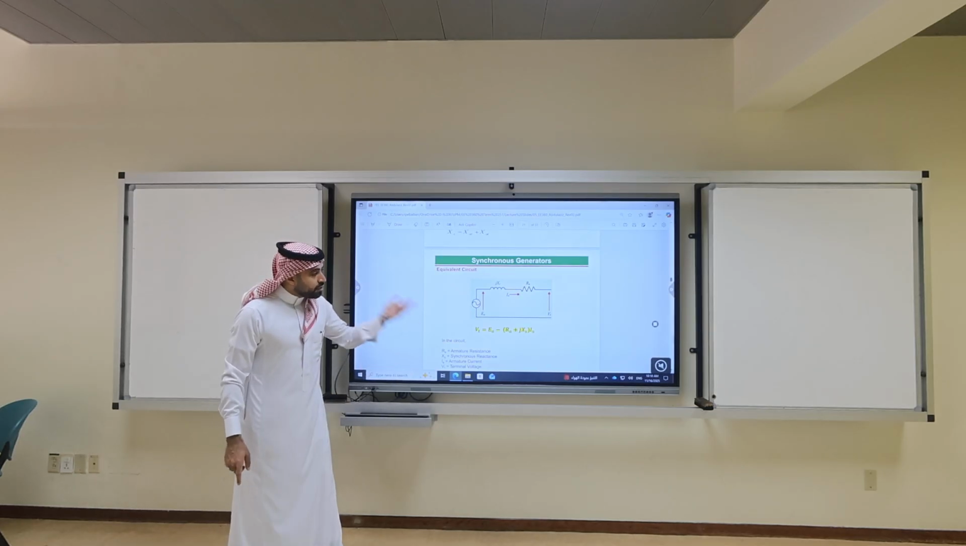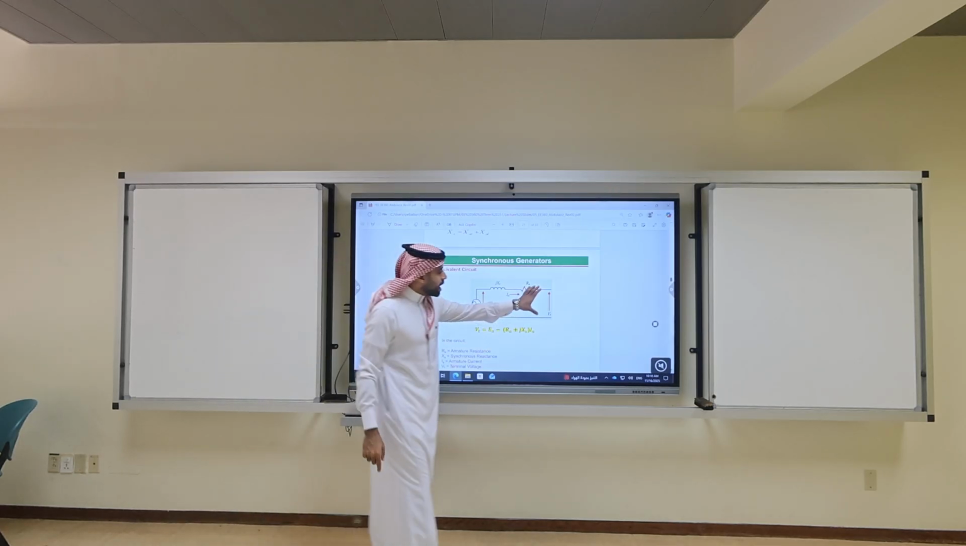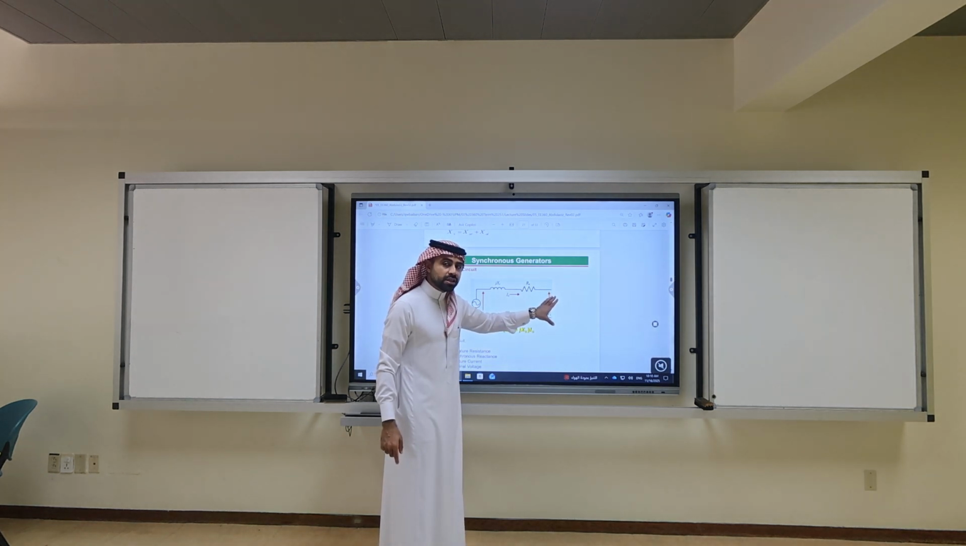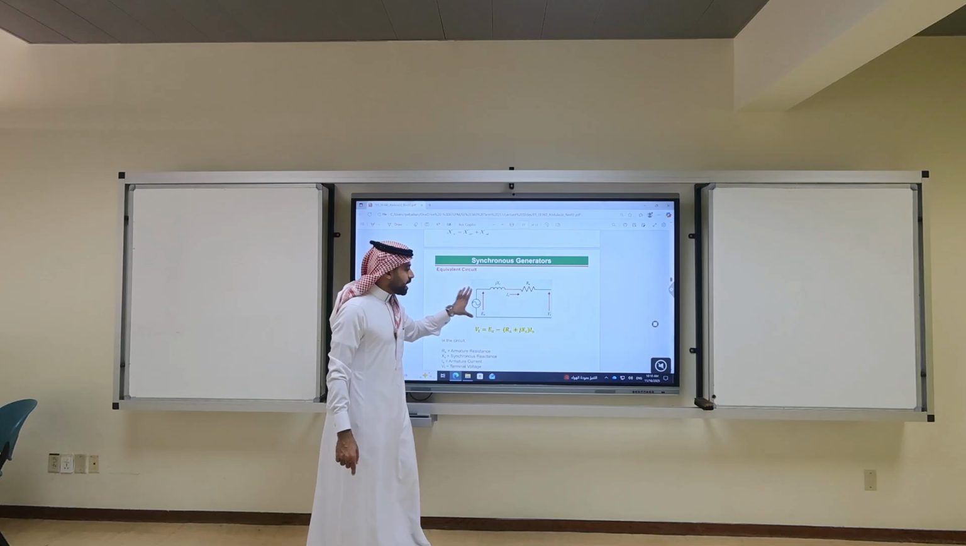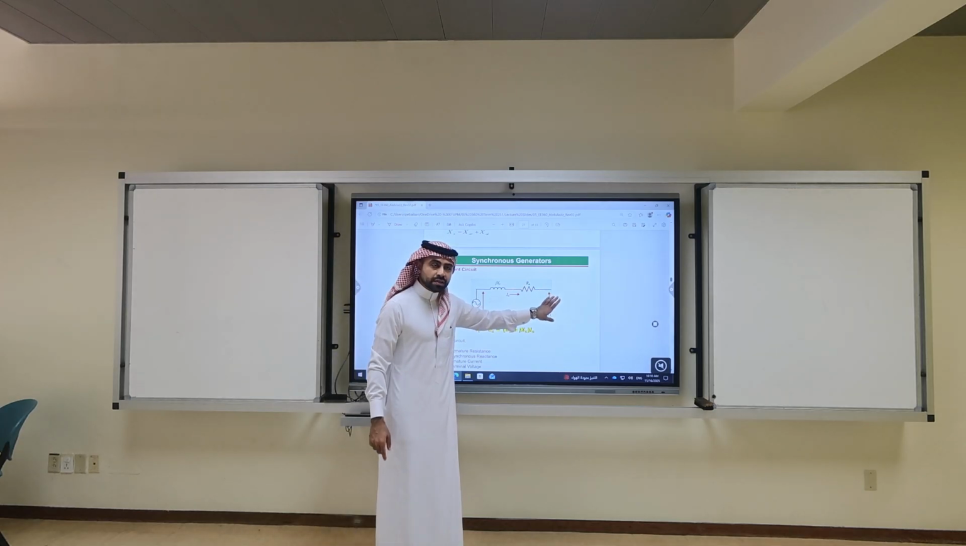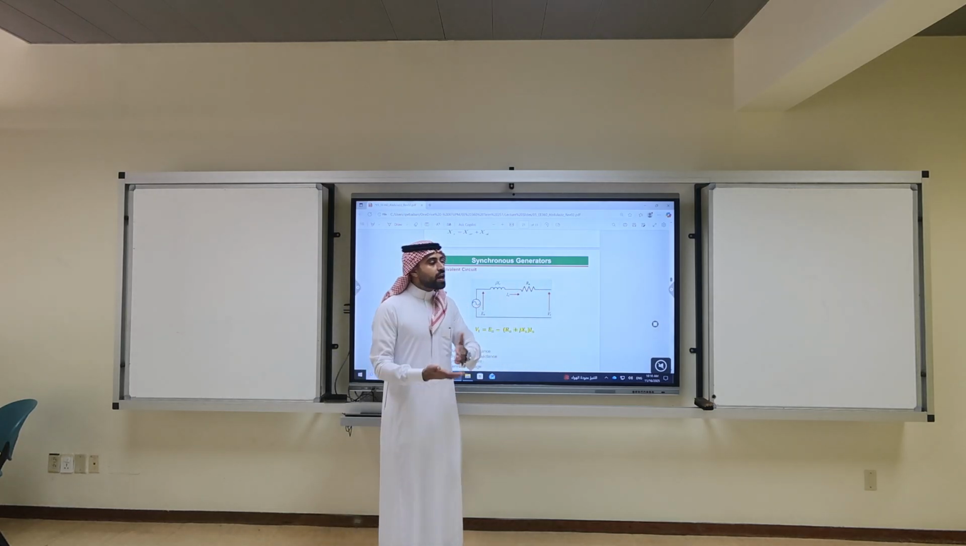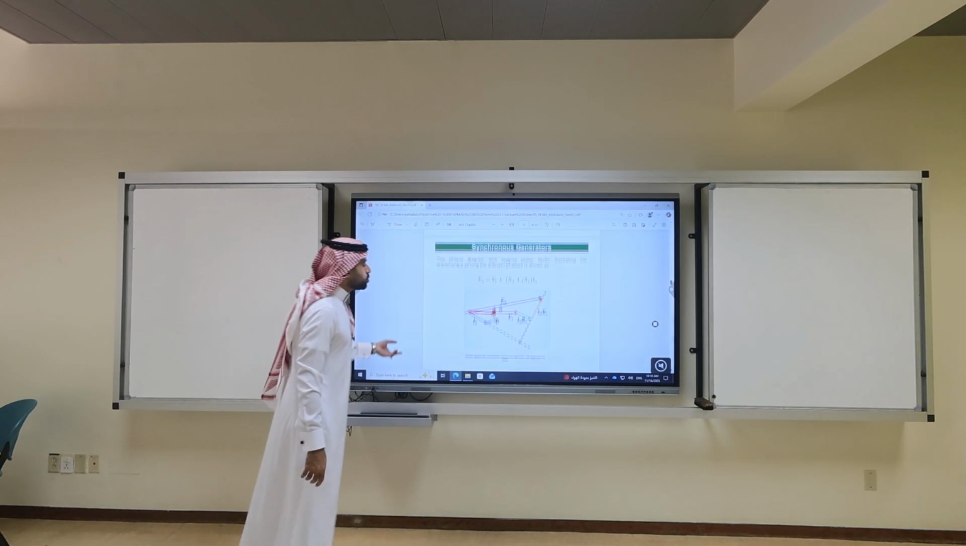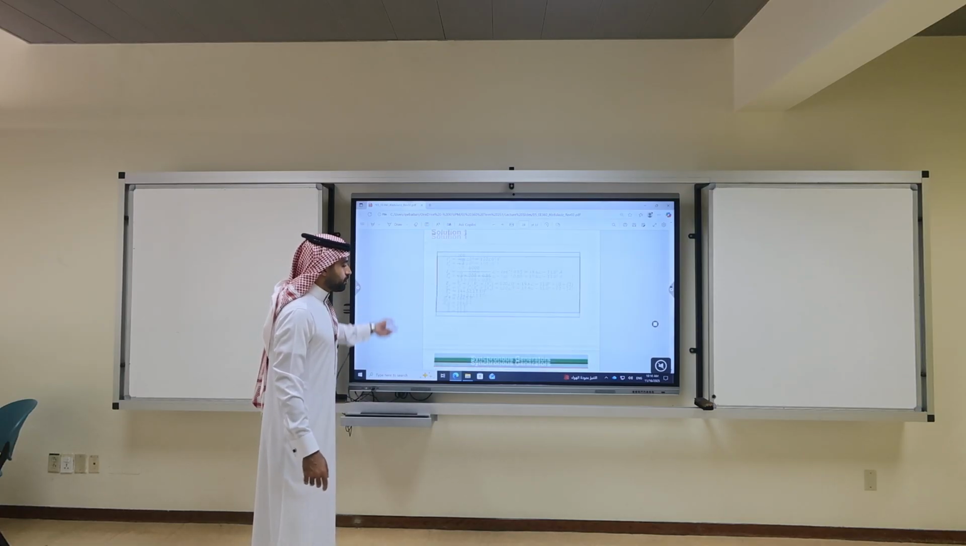So the V full load is actually VT. Both of them are VT, but one is VT no load, which is EA, and the other is VT full load, which is V rated. Or if we have another loading condition, we have another VT. So this is the equation that I want you to pretty much know.